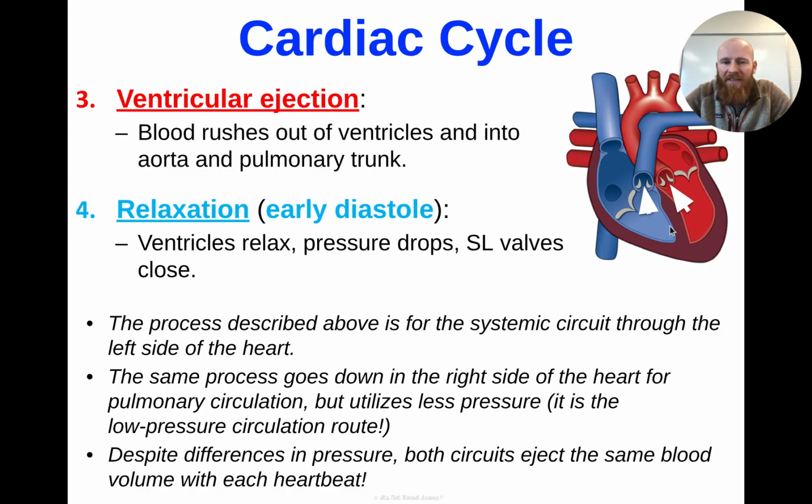So the process described above, what we just went through, is for the systemic circuit through the left side of the heart, and then that same process happens going down the right side for the pulmonary circulation. Overall, it's using less pressure, right? Because there's lower pressure required to get blood to the lungs than to the rest of your body. And then despite the differences in pressure, both circuits are ejecting the same amount of blood with each heartbeat.